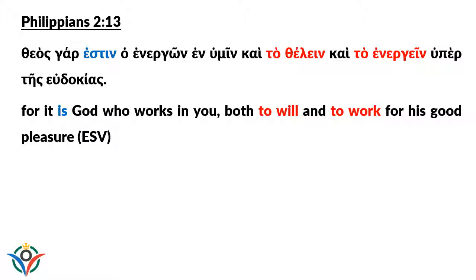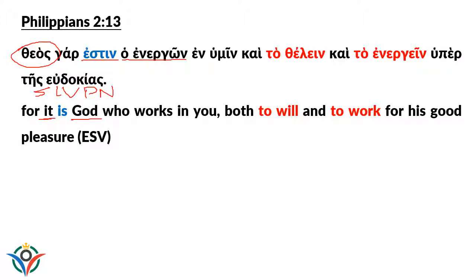First, we have a linking verb here, estin, that communicates the subject of the verse, which is it. All right, so it is the subject. Then we have the verb, the linking verb is, and that tells us that theos, which is God, is functioning as the predicate nominative. And then we have ho energon, which is a participle.